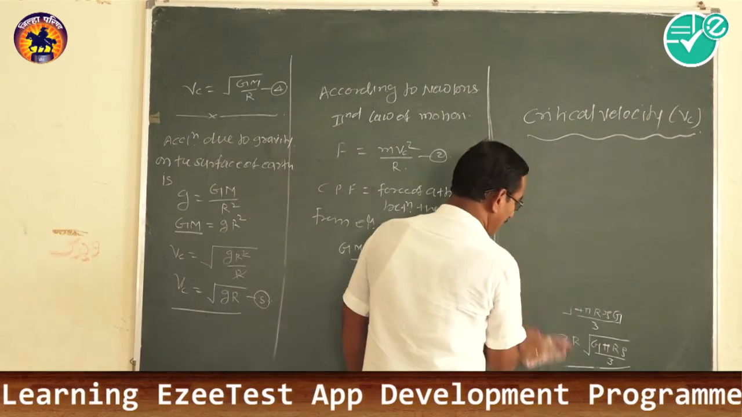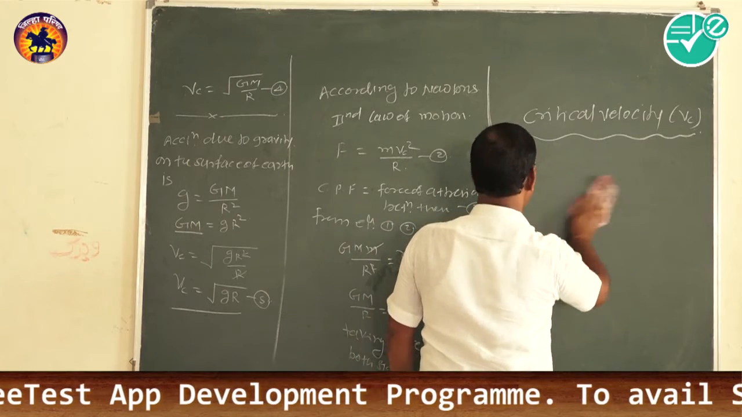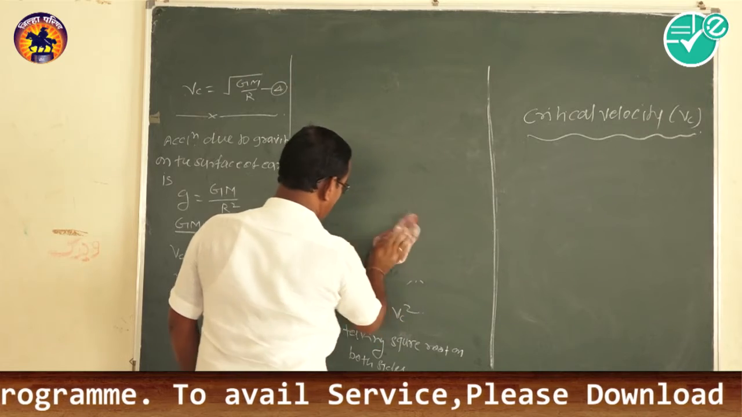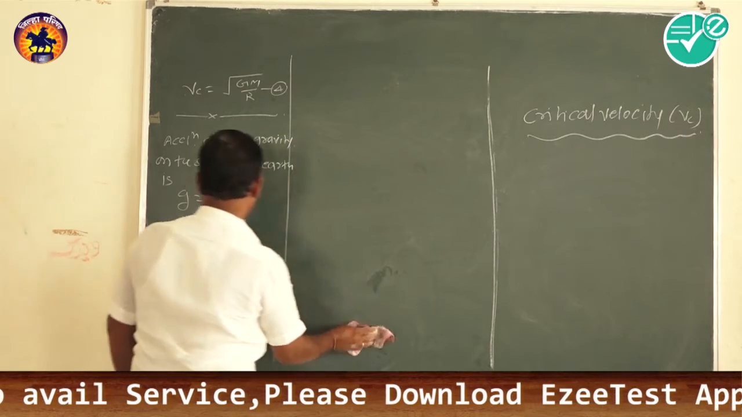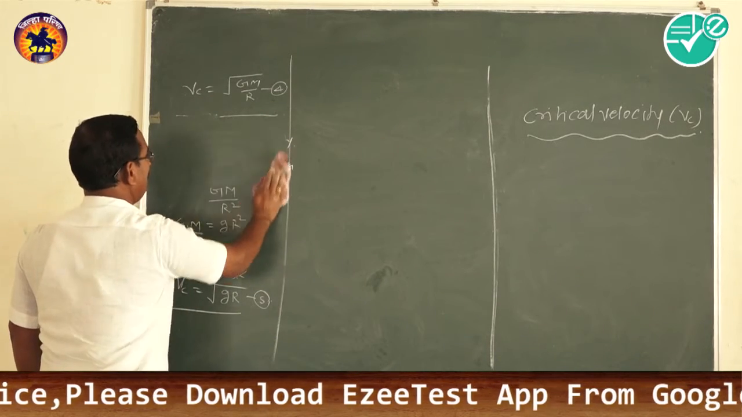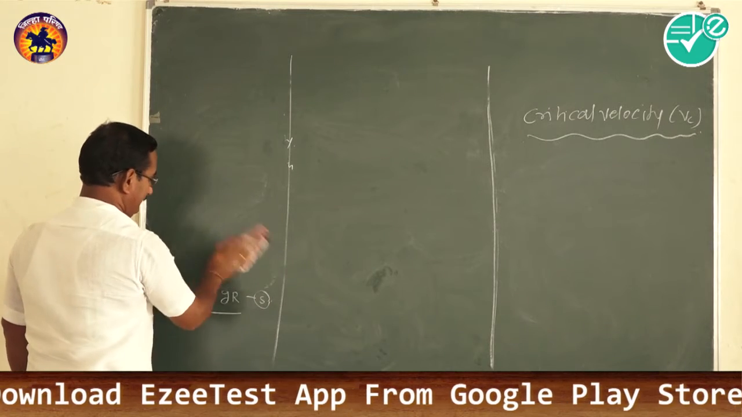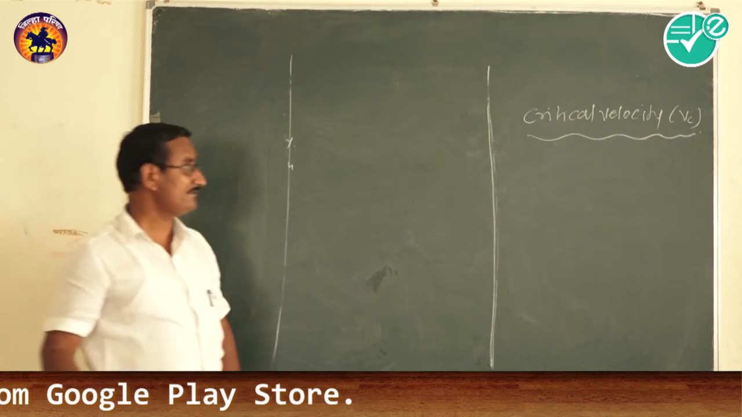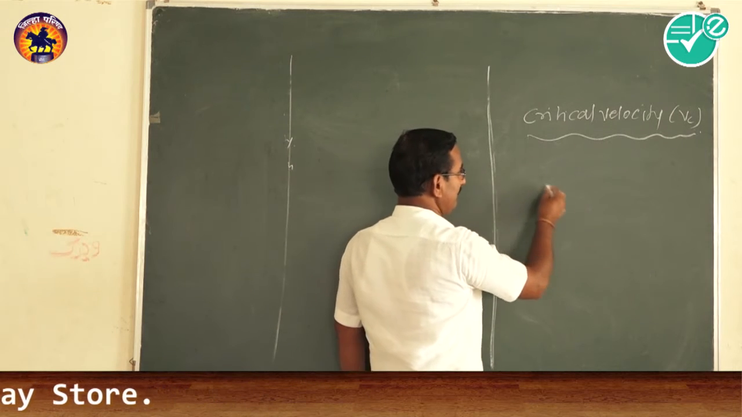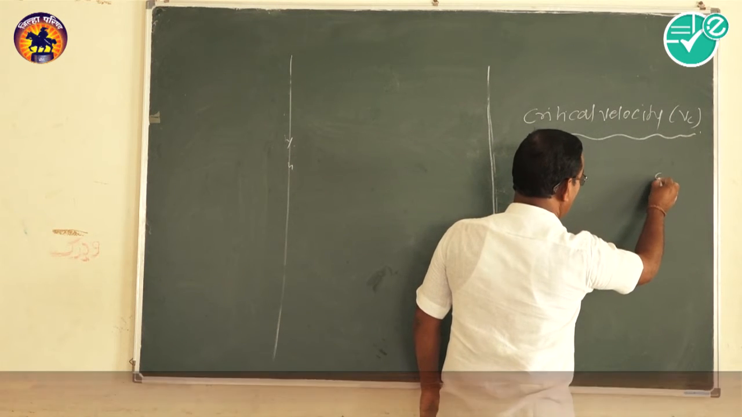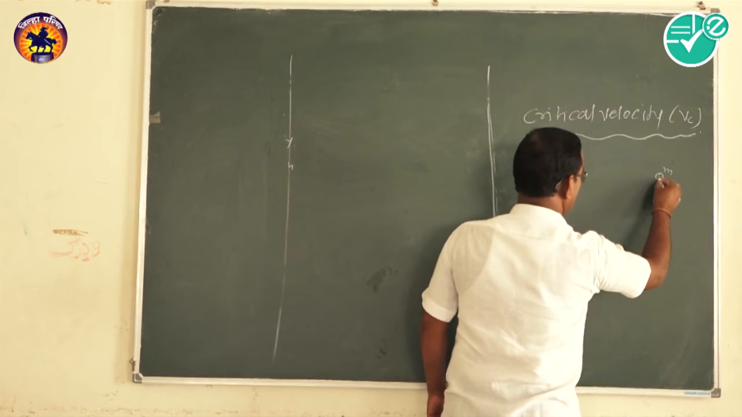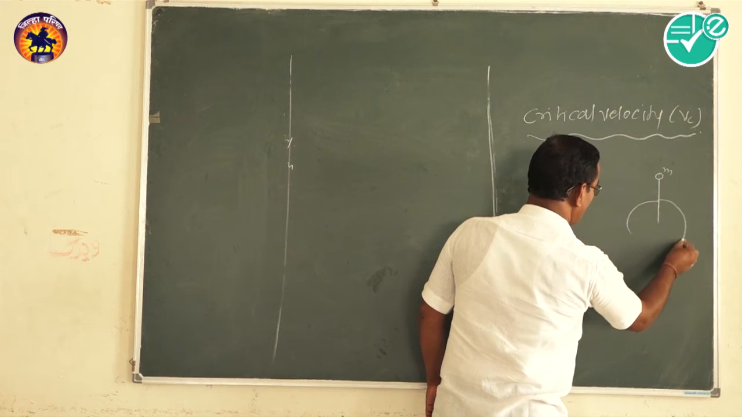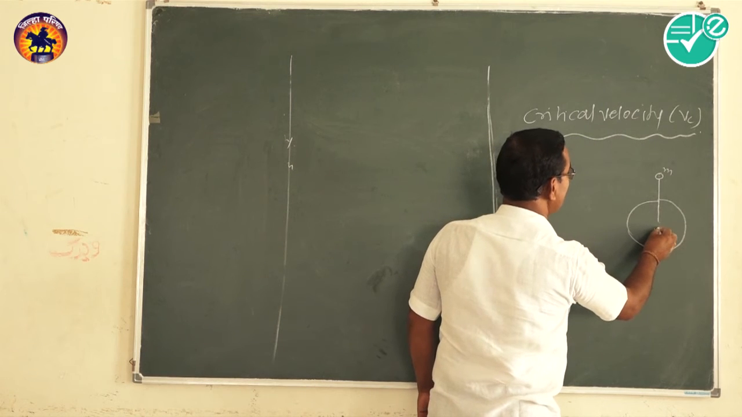Then again we have to see the effect of acceleration due to gravity and density of the Earth on the critical velocity at a height above the surface of Earth. Let us consider a body of mass small m which is revolving around the Earth at height h.